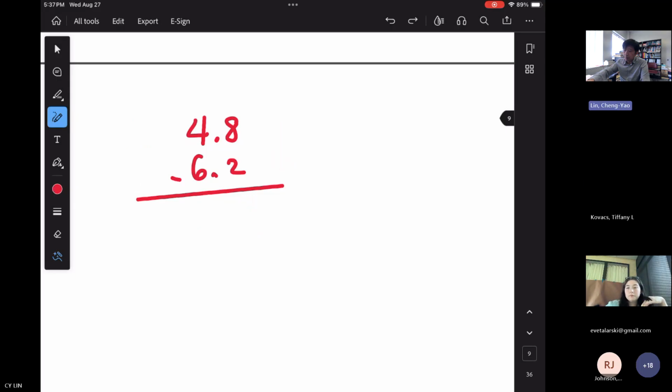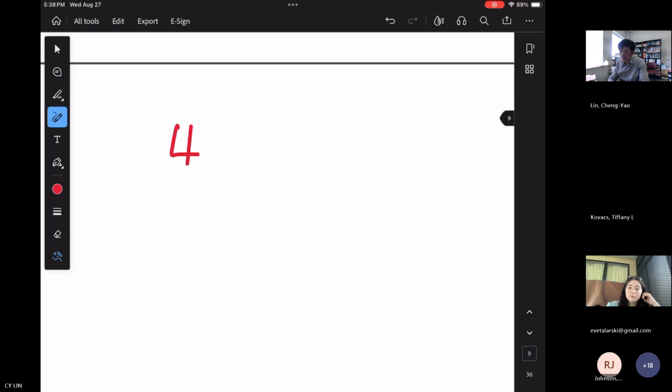So this is a decimal. How about if I want to do a whole number? 4 minus 6. 4 minus 6 is equal to how many? Negative 2. Very good. Negative 2, right?